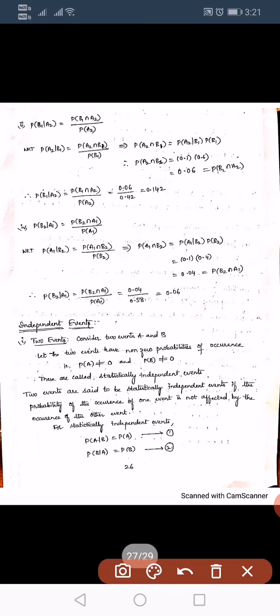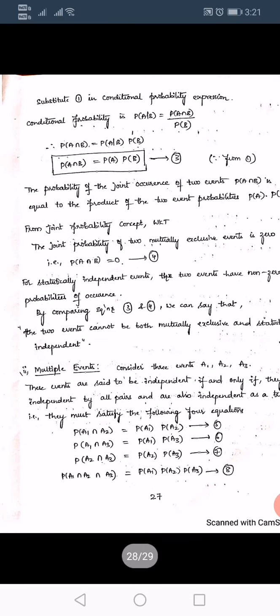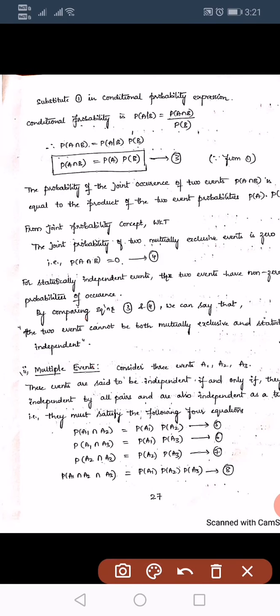So how can we prove that? First one, take the conditional probability definition. P of A given B equal to P of A intersection B by P of B. So take this to the left hand side. P of A intersection B equal to P of A given B into P of B. And we know that for statistically independent events, the condition is P of A given B equal to P of A. Now substitute here P of A. So independent events means P of A intersection B equal to P of A into P of B.